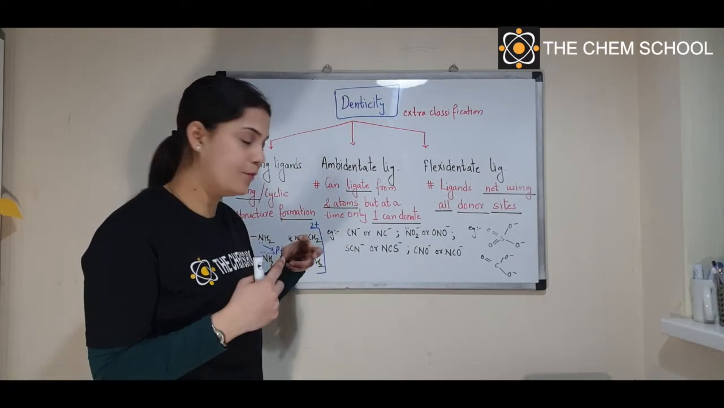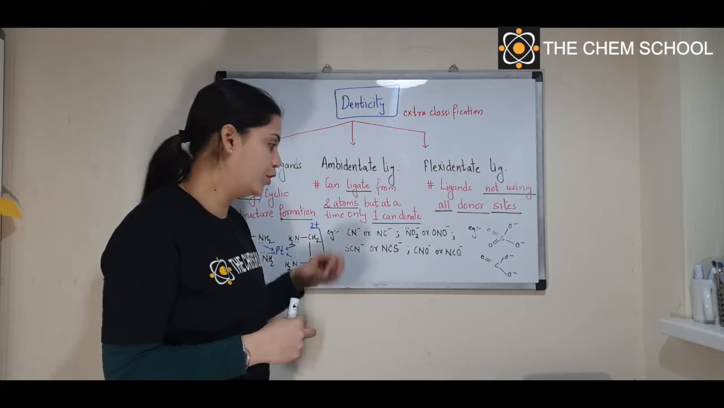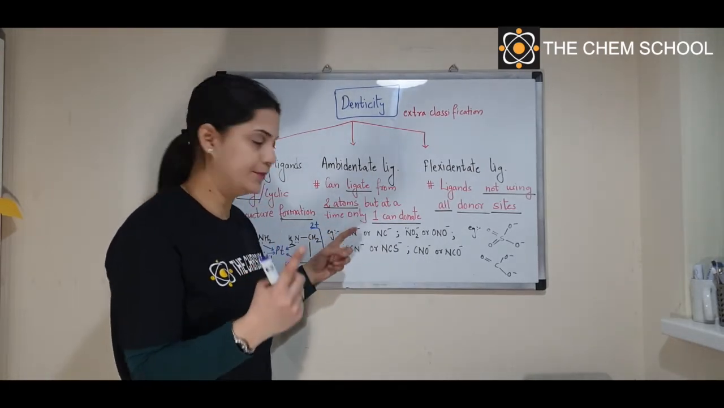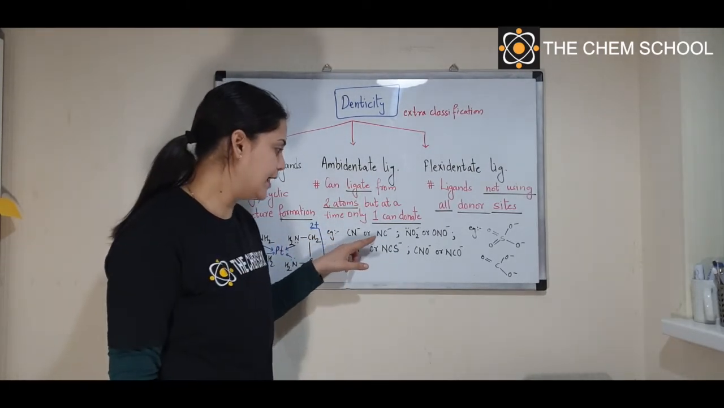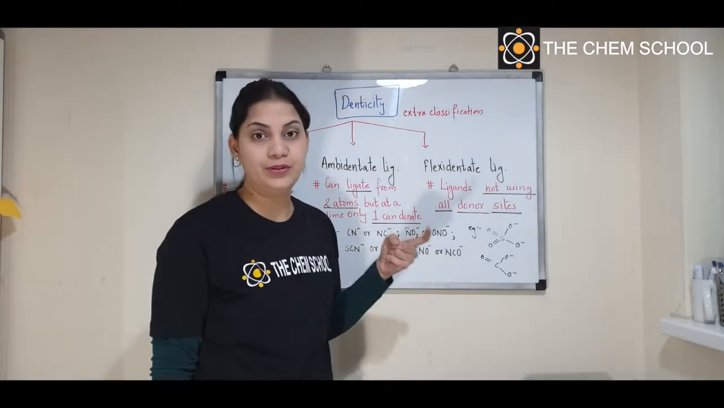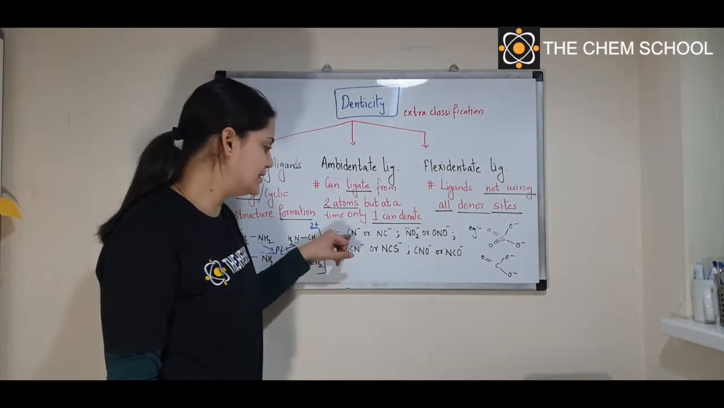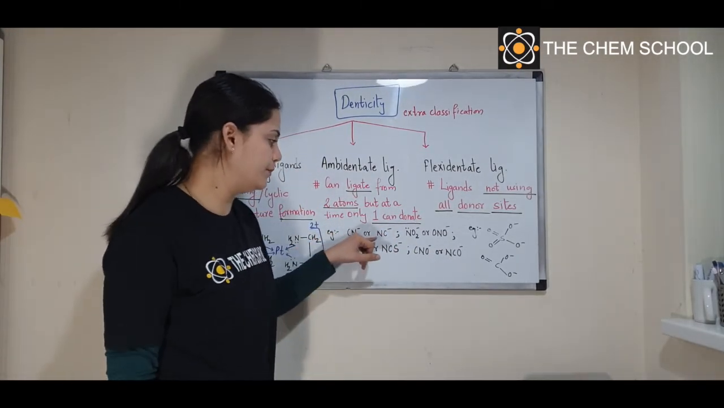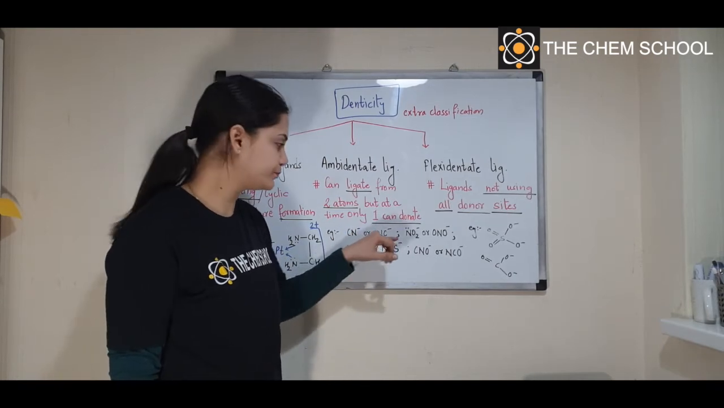They form bonds, but form a coordinate bond, and at a time only one can be donated. So I have taken some examples. So CN and NC, whichever is written first will be the donor. So in CN minus, C will be the donor, and in NC minus, N will be the donor.